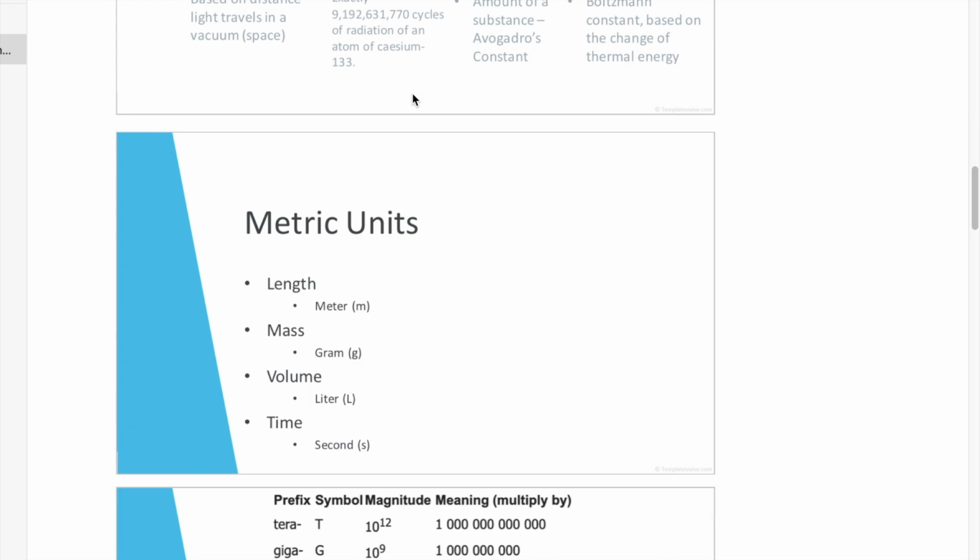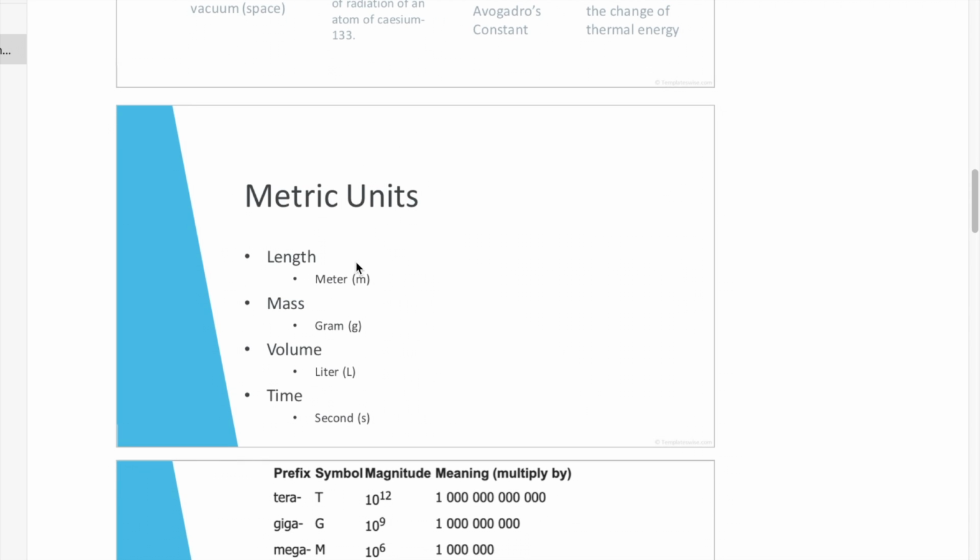There are four different categories for which we have different units. The first category is length, and for length, we use the meter. We abbreviate it M. For mass, we use the gram. For volume, we use the liter. And for time, we use the second. You are probably familiar with a meter, a gram, a liter, and a second. These are our base units.